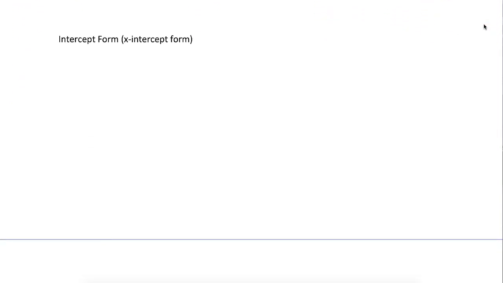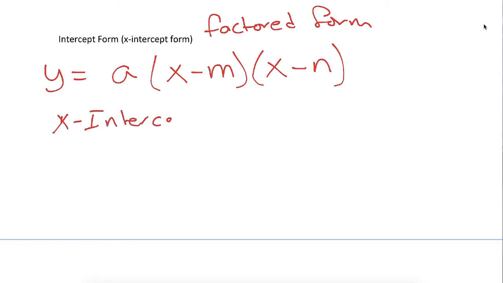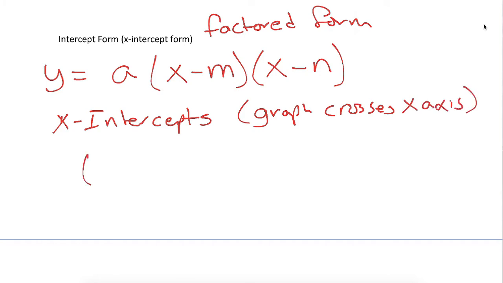Intercept form, and it's really x-intercept form, because we can find the y-intercept from somewhere else. You write the equation y equals a(x minus m)(x minus n). A still makes it go up and down. So notice that this is the factored form. If that's factored, then the x-intercepts, where the graph crosses the x-axis, are at the points (m, 0) and (n, 0).